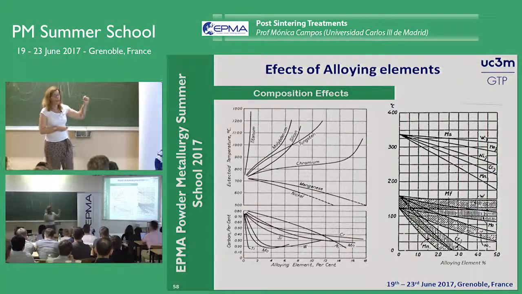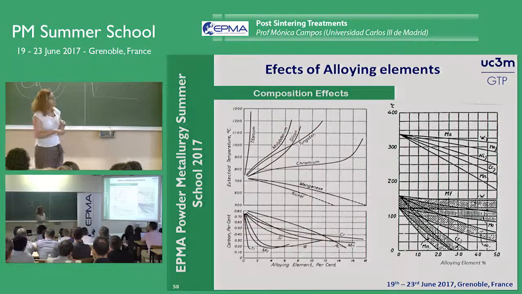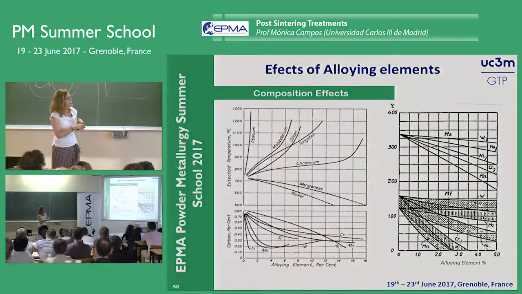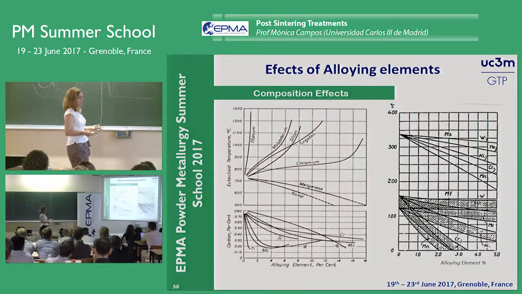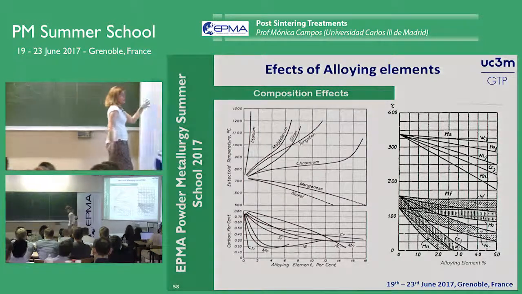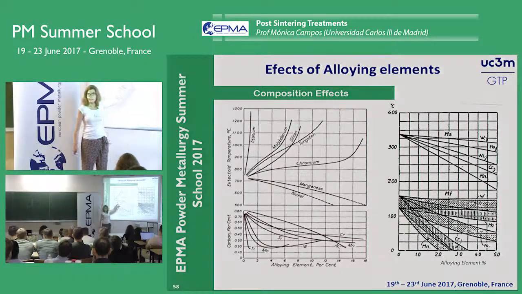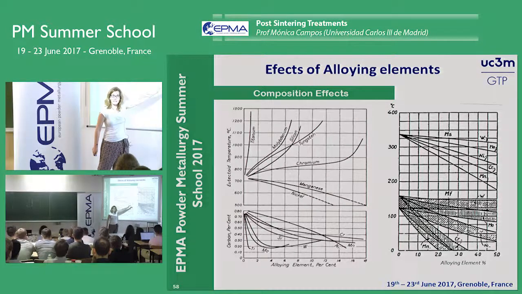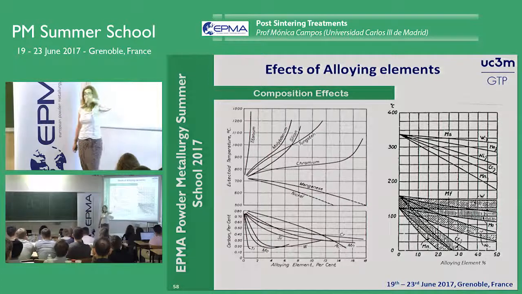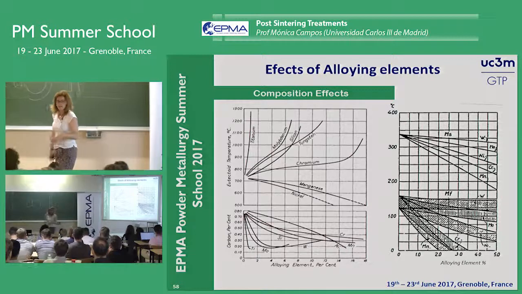Let me show you how the alloying elements work in the steel. This is how they can modify the eutectic temperature, the eutectoid temperature, and also the carbon content at this eutectoid temperature. Some of them decrease the temperature, and some of them increase it. This is the gamma stabilizer, this is the alpha stabilizer element. All of them decrease the martensitic start temperature, all of them decrease the martensitic finish temperature, and affect the response of the material to cooling.